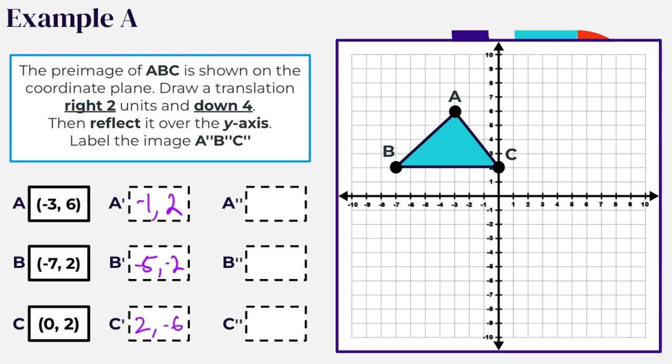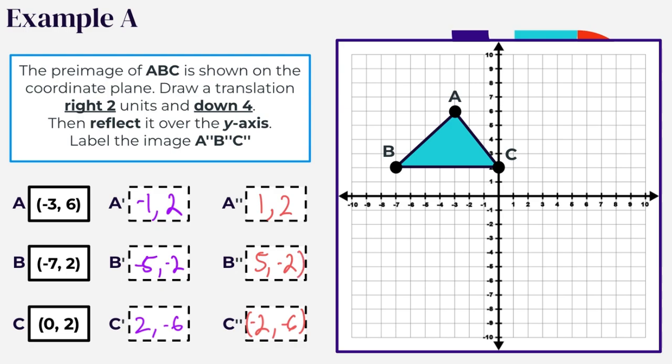So now that we've figured out where all of our individual single primes are going to be, we now need to locate our double primes. So in this case, we're going to be reflecting over the y-axis. And we know whenever we reflect over the y-axis, the thing that actually changes is the x-coordinate to the opposite. So the opposite of negative 1 is going to be positive 1. The 2 is going to stay the same. The opposite of negative 5 is going to be positive 5. The negative 2 stays the same. The opposite of positive 2 is going to be negative 2, and negative 6 stays the same.